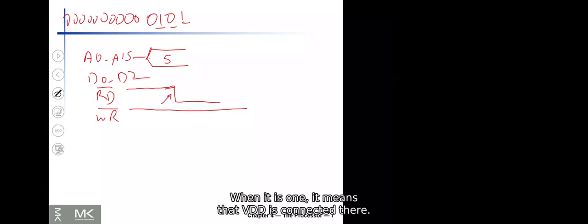When it is 1, it means that VDD is connected there. But when nothing, no 0, no ground, no VDD is connected, it is floating in the air, it is open. So this here, is it 0 volts or 1 volt? Or 5 volts, for example? Do you know? What is the voltage of this? You don't know. It is open.